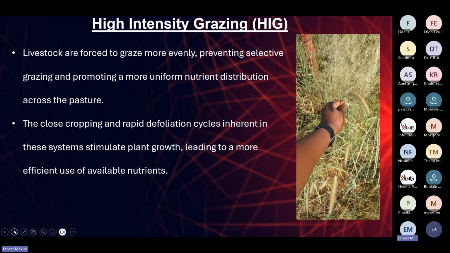The livestock, like I said, are forced to graze more evenly, preventing selective grazing and promoting a more uniform nutrient distribution across the pastures, which is very important. When that takes place, rest assured you start having much more diversity of sweet grasses than the sour grasses. And this closes the cropping and rapid defoliation cycle inherent in this system, stimulating the plant's growth, leading to more efficient use of available nutrients.